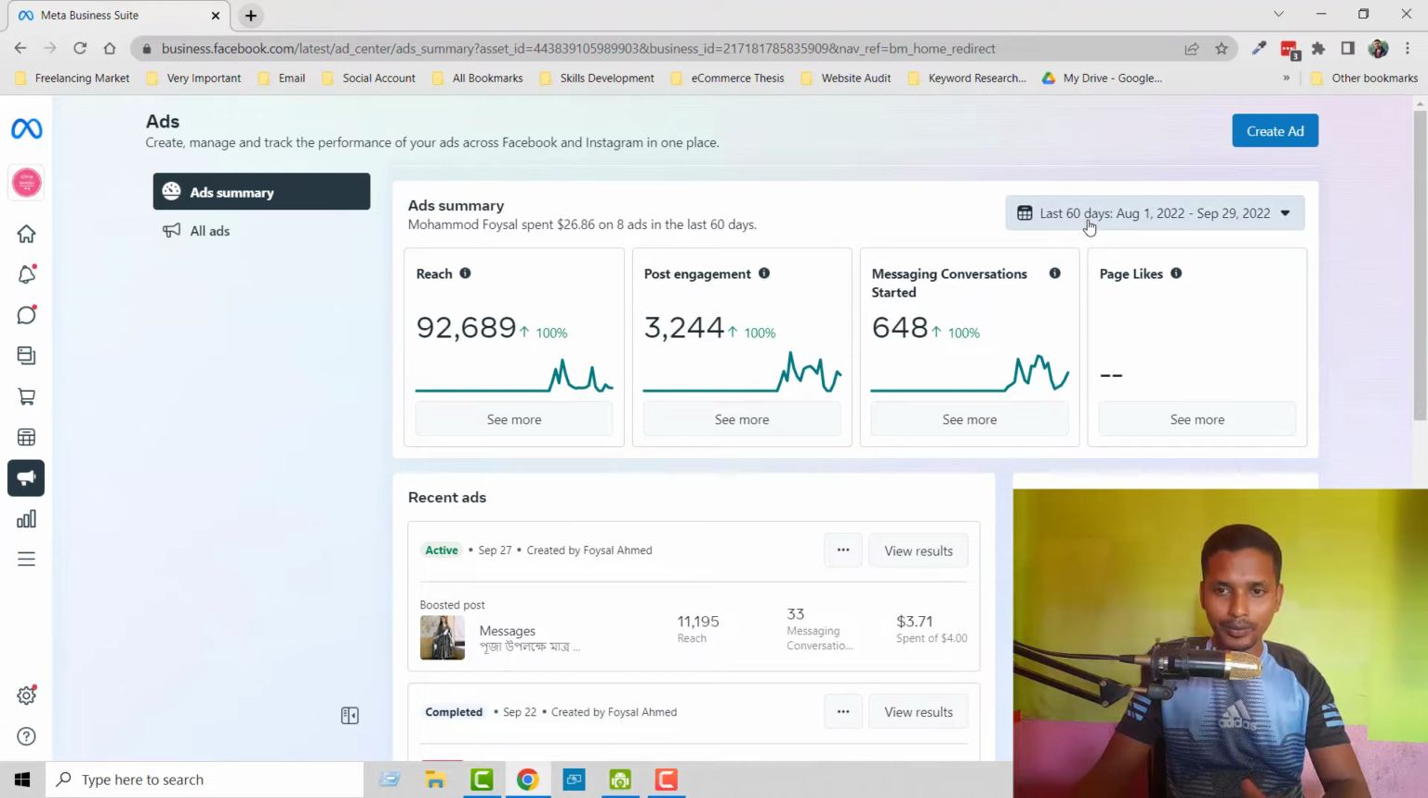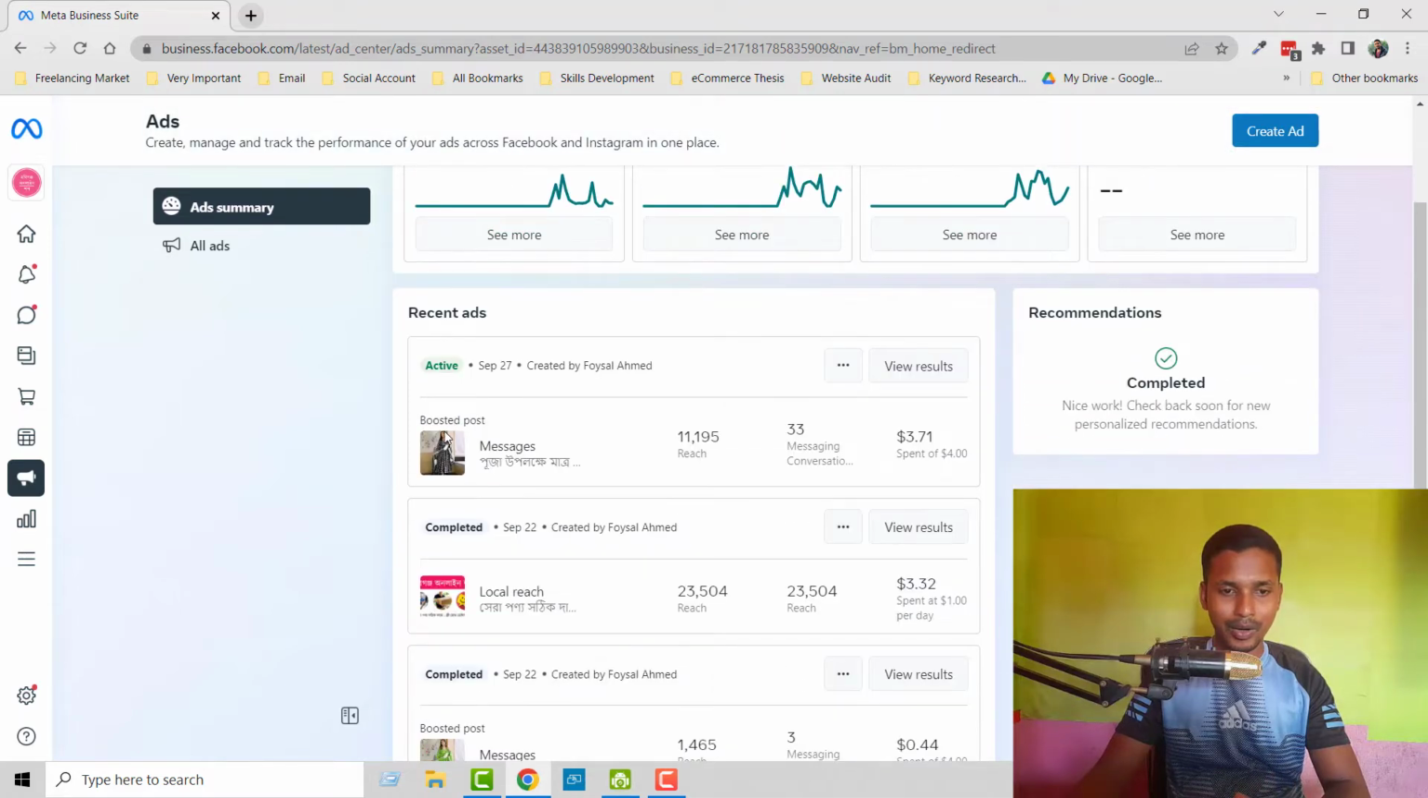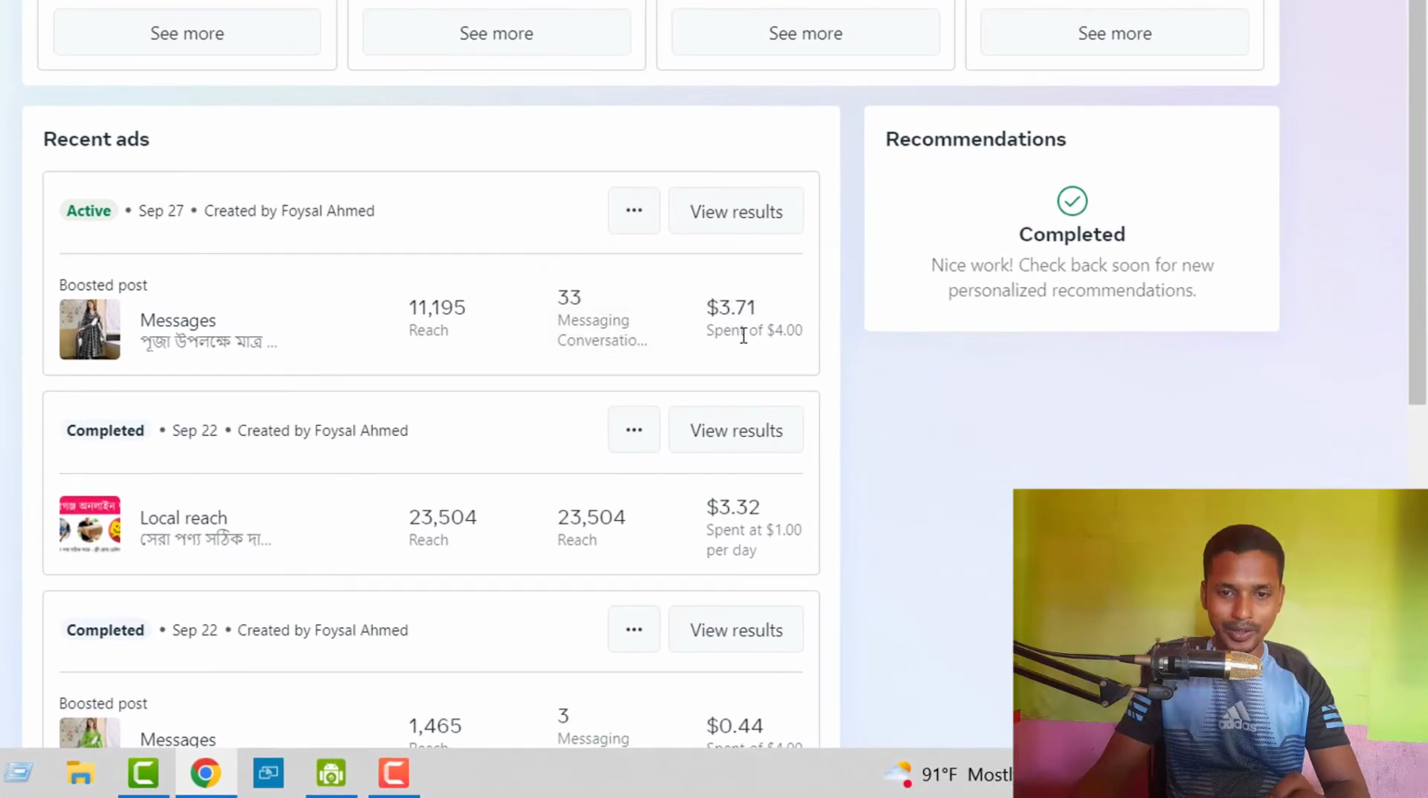In the last 2 months I have reached 92,000 people, with post engagement of 3,000 and messaging conversations started 600 plus. Right now let's look at one of my active ads. Here I have spent $3.71 and got 33 messaging conversions, and I have reached 11,000 of my targeted customers. So that is very impressive.